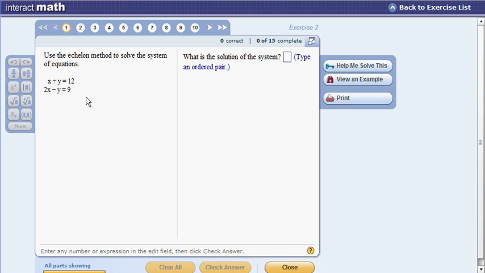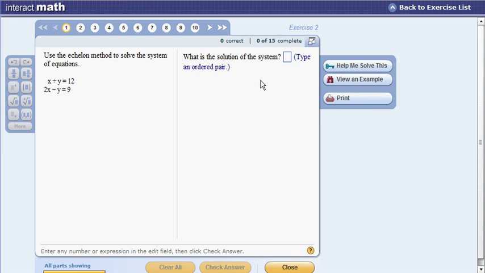And so what I want to know is, is there one specific x comma y, one value of x and one value of y that makes both of these equations true? And if so, that's the ordered pair, that's the solution to these equations. So this question says, what's the ordered pair? What's the solution to the system? And type it in as an ordered pair.